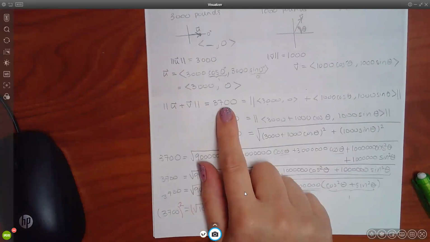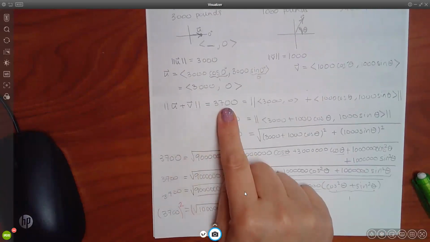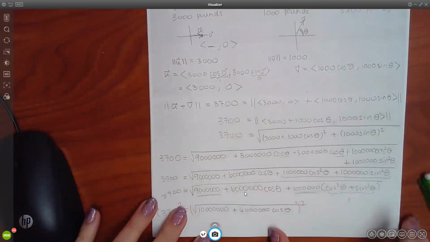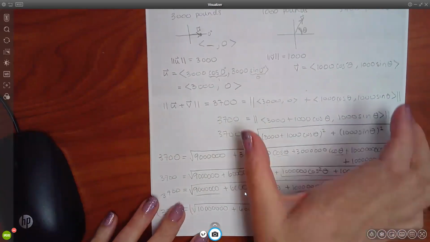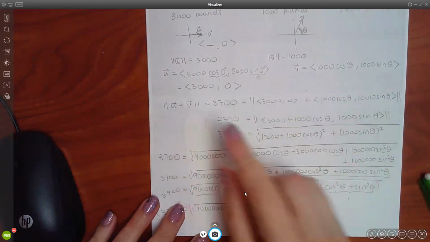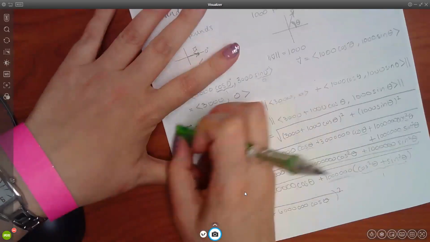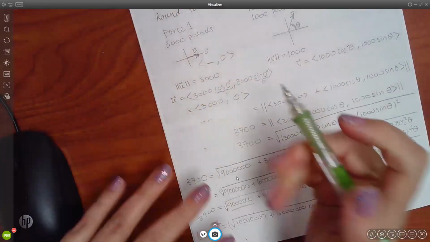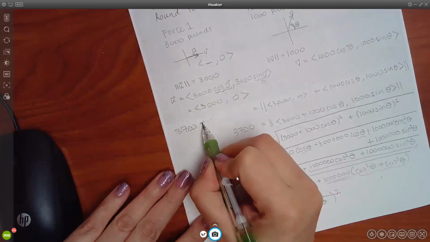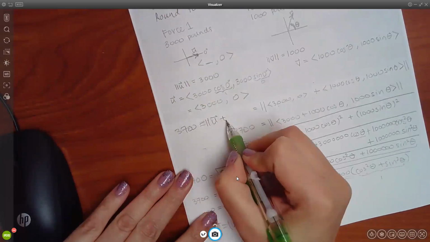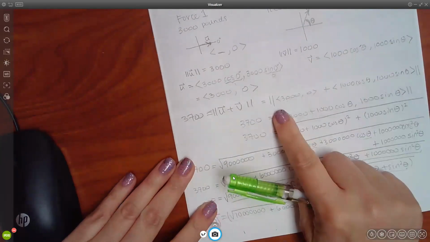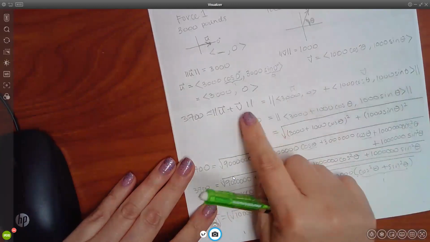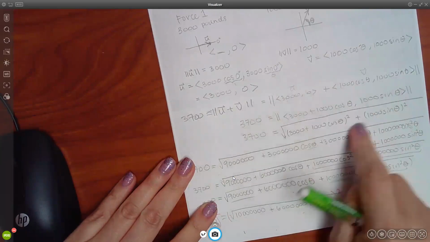Up here? No, the magnitude is 3,700. And I'm just trying to find what that magnitude looks like as an expression. So I was finding the magnitude of u plus v. It's really like this, if this helps at all. It's really 3,700 equals the magnitude of u plus v. And then I'm going and trying to figure out, this is u, this is v. I plugged in u, I plugged in v, and then I'm simplifying.